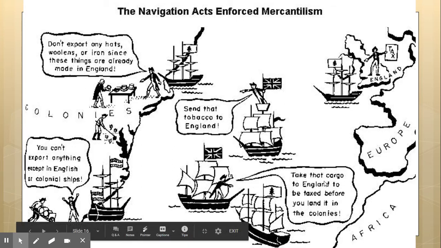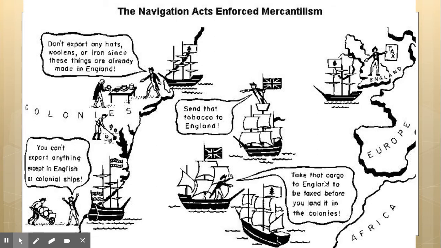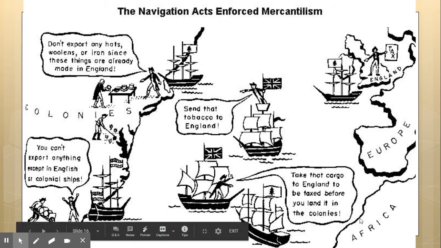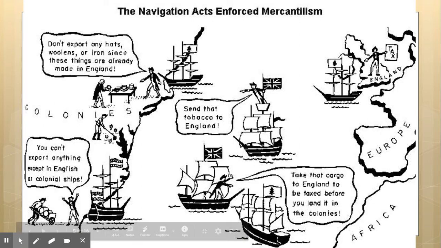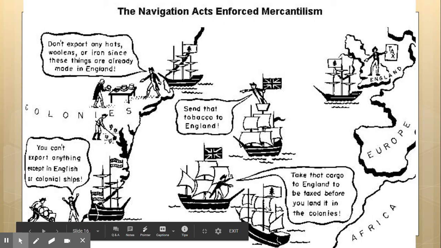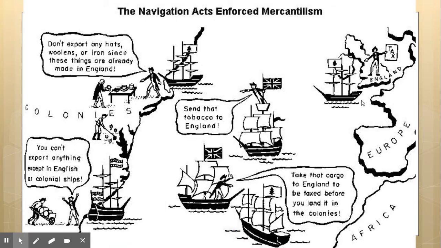So here's something else over here. Take that cargo to England to be taxed before it goes to the colonies. So this is actually a flag of Lebanon. But so if I'm leaving, I'm sorry, this is the British over here. So this is a ship with a Lebanon flag on it. So what they're saying is you couldn't just leave Africa, go to the United States and make money. You had to go to England first, actually pay taxes, and then you could go to the colonies. And then another one here, send that tobacco to England. So send the raw materials to England.